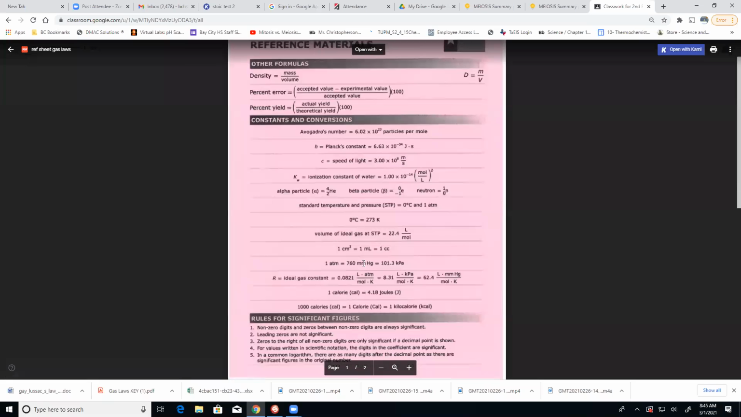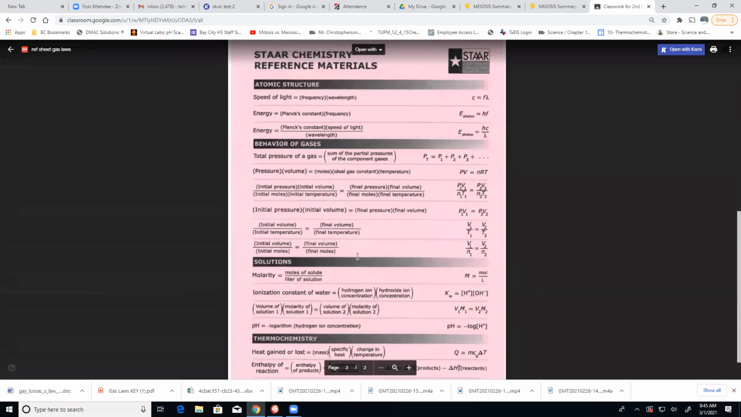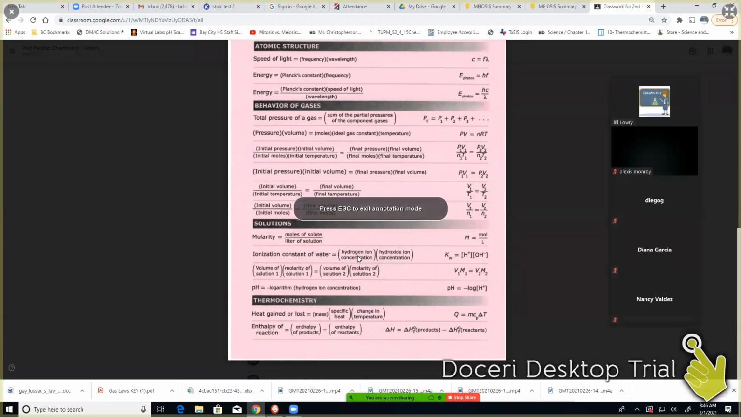All right, on your pink sheet, go to the other side, not the side where it has all the gas conversions. Go to this other side. And first of all, this one is Boyle's. If you go into the section that says behavior of gases, the third one up, P1V1 is equal to P2V2 is Boyle's. You might want to mark that one.